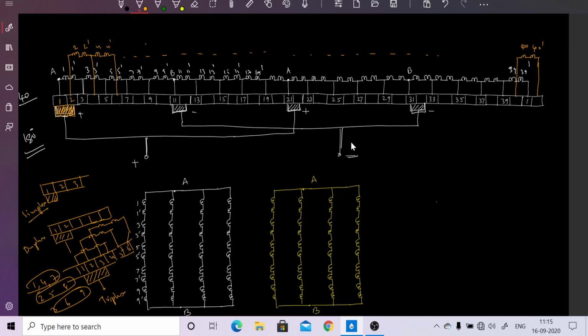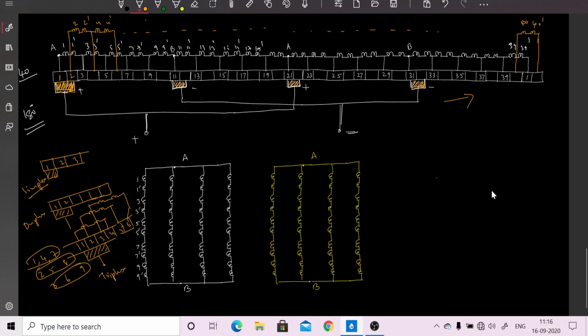Now in duplex winding, this brush is covering segments 1 and 2. This brush is covering segments 11 and 12. This brush is covering segments 21 and 22. This brush is covering segments 31 and 32. Okay. Now coming to the parallel paths, I have indicated the layout diagram, the brush positions and the brush spread also, in case of different plex windings.